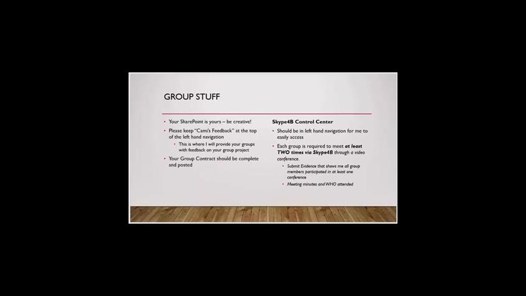Your SharePoint is yours. It's your group, so be creative. I have added a page called Cammie's Feedback at the top of the left-hand navigation of your SharePoint sites. Please keep that on the top. This is where I'm going to be providing your groups with feedback on your group project. I will typically post a video there. So anytime that you have an interval due, that is where your feedback will be posted.